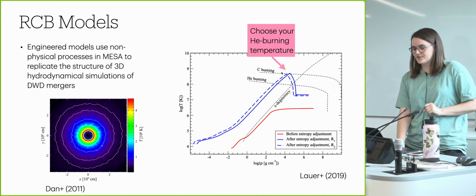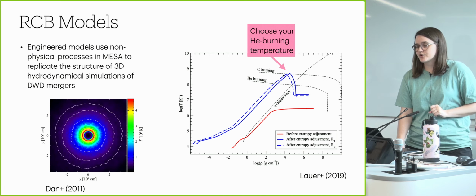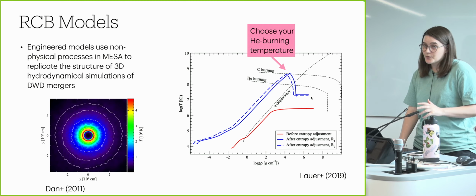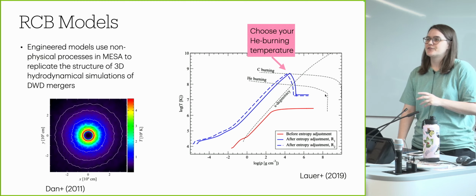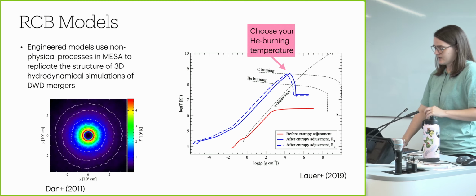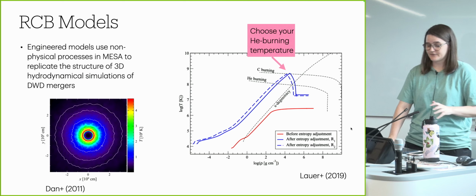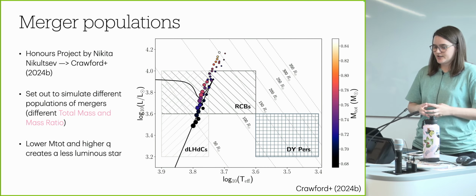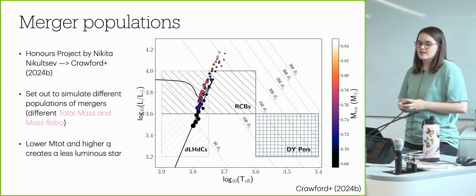And what's interesting too is that you can choose your helium burning temperature by changing the amount of heat you put in here. You can also change the total mass, the mass ratio, all that kind of stuff just by editing your model. So they're very flexible.